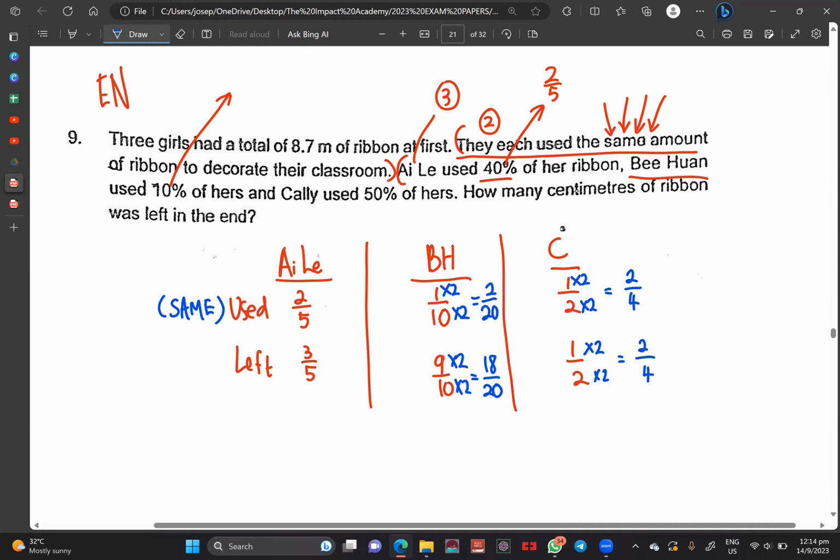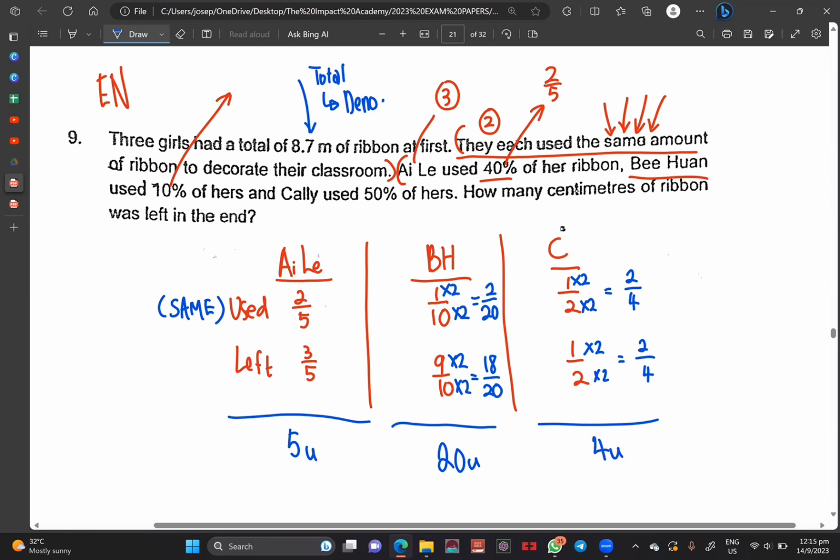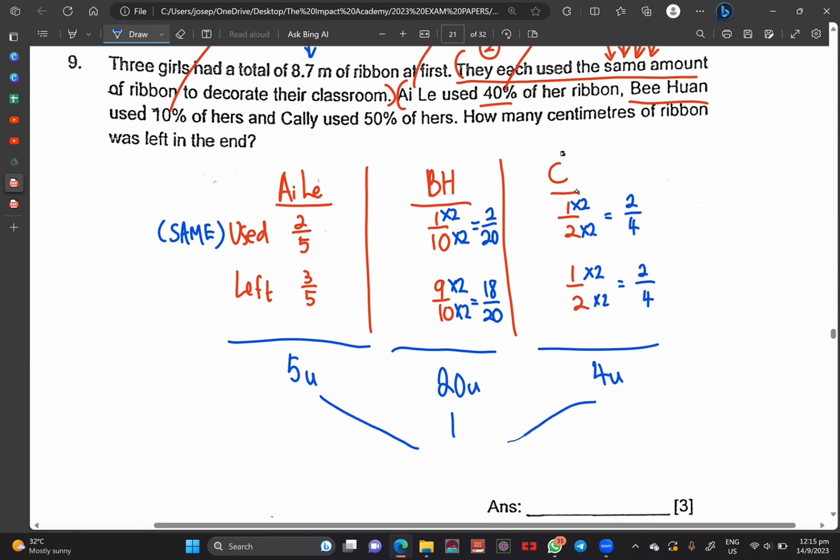Okay, so once this is done, what you can see here is that since they have 8.7 meters of ribbon at first, this is the total. And total, we always look at the denominator. So what is Isla's total? Isla's total is 5 units. What is Bee Huan's total? Bee Huan's total is 20 units. What is Kaylee's total? That is 4 units. So when I add these 3 up together, I will get 29 units.